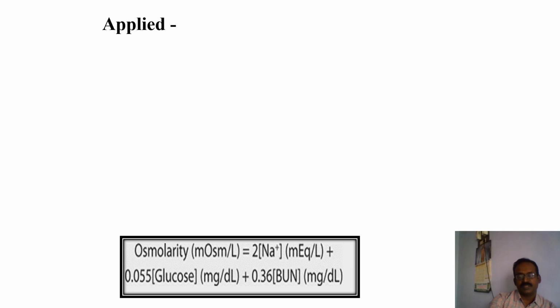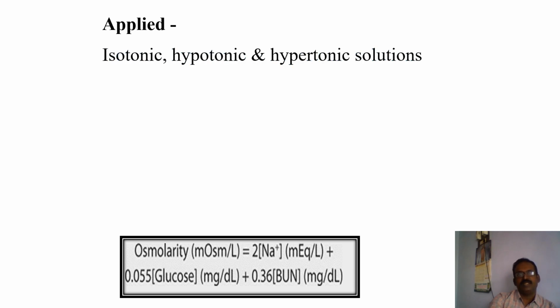Applied aspects of the osmolality. The isotonic, hypotonic solutions. The tonicity: isotonic means the tonicity is similar to the plasma. Plasma osmolarity is around 290 milliosmol per liter.